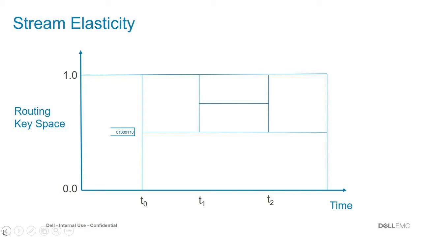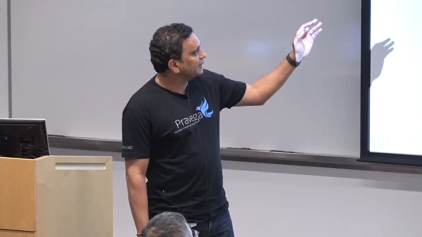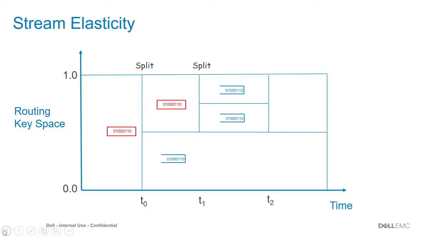So let's see, what does a stream look like? The x-axis is time, the y-axis is the routing keys, just normalized to 0 to 1 here. Initially, we start with a single segment stream. Then at time T0, we find that the volume of load is too much, so we split the top half of the routing keys to the top segment and the bottom half to the bottom segment. Then at time T1, we find that even the top half of the routing keys are getting hot, so we again seal it and split the top half of the routing keys into two. Like that you can keep on splitting.